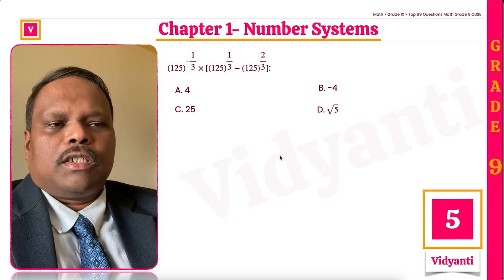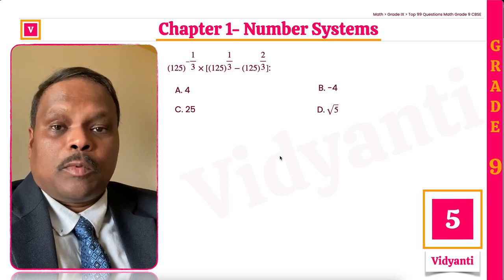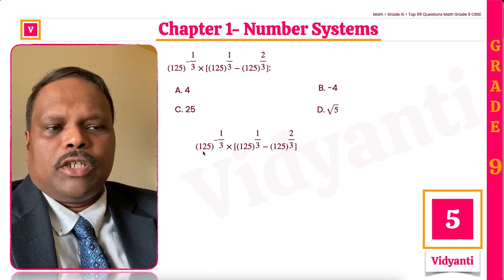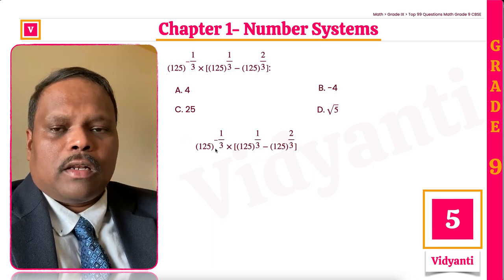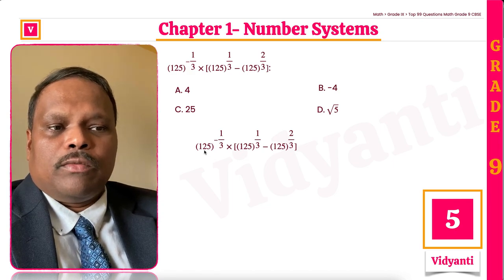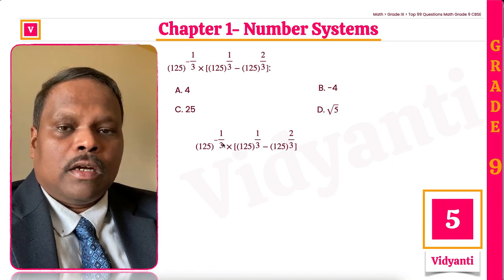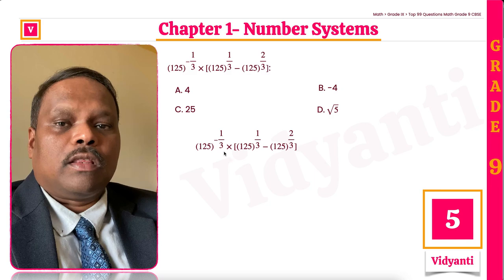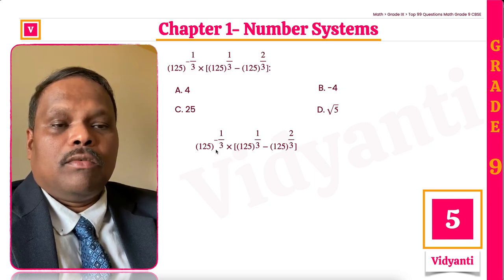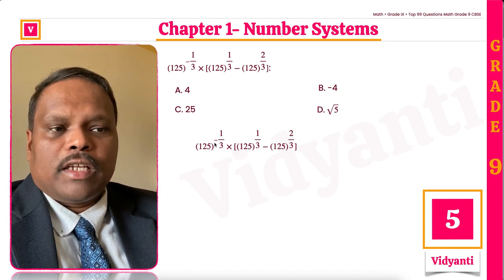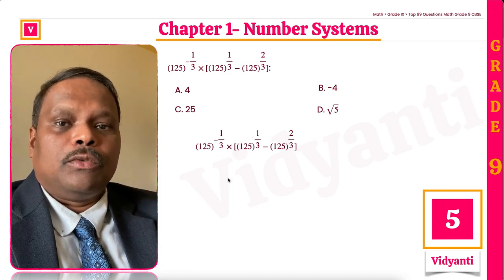Let's go to the next question. This includes exponents, laws of exponents. First of all, let's see them individually. 125 raised to negative 1/3. Now a negative power can be converted into a positive power by taking the reciprocal. So 125 raised to negative 1/3, I'm going to change that as 1 upon 125 raised to 1/3. We can skip this negative sign if we take the reciprocal. So 125 raised to negative something is 1 upon 125 raised to positive, the same thing.